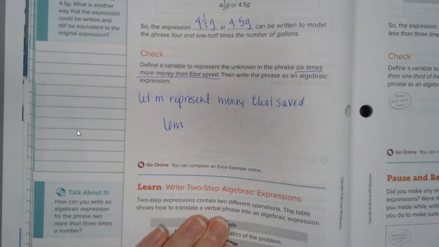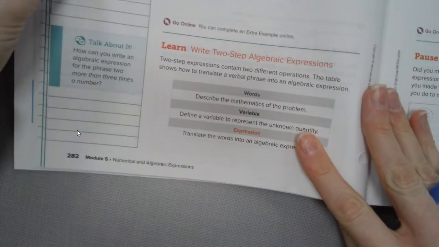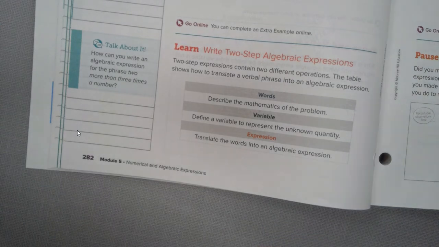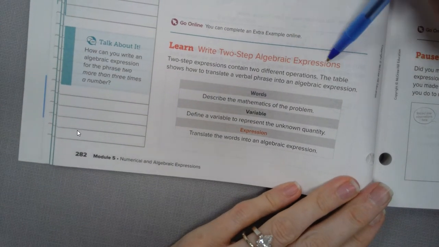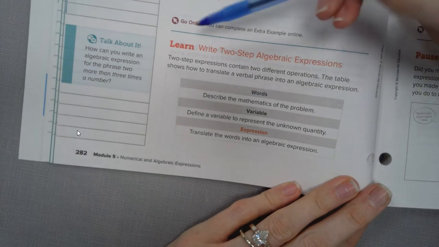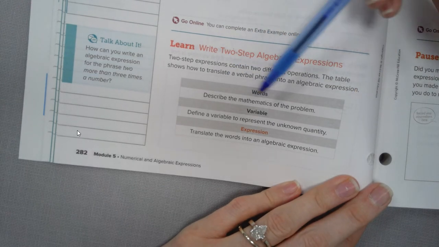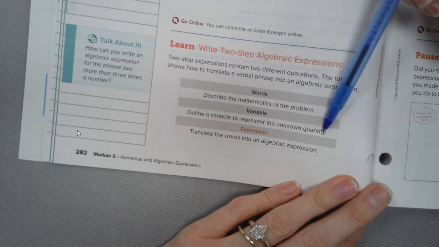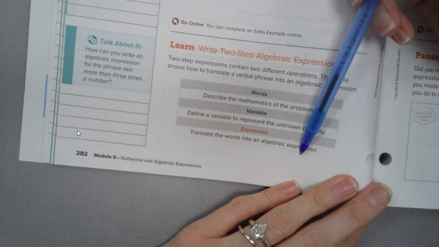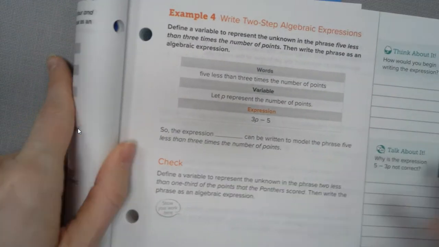That's it. Oops, I'm sorry. I'm on page 282. I skipped this part. My apologies. Write two-step algebraic expressions. Two-step expressions contain two different operations. The table shows how to translate a verbal phrase into an algebraic expression. Describe the mathematics of the problem, define a variable, and then translate it into an algebraic expression. So very similar to what we were just doing. So here is a two-step algebraic expression that they modeled for us.